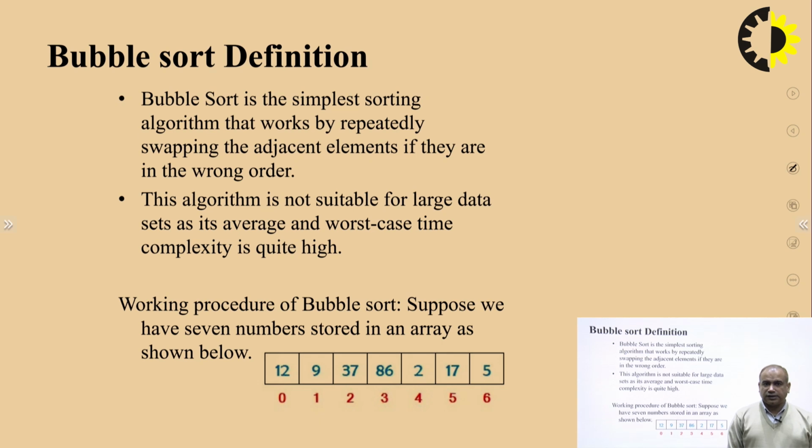as we see in this array, suppose we have 7 numbers stored in an array as given below. The number of elements of the array is 7, size equal to 7. So the first element is 12, second is 9, third is 37, next is 86, fourth is 2, fifth is 17 and sixth is 5. So let us see how we are going to sort in bubble sort.